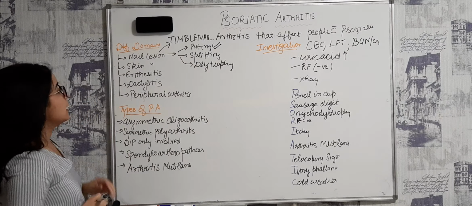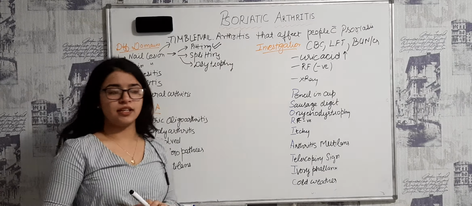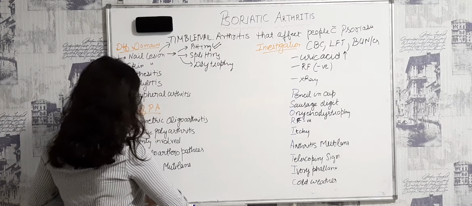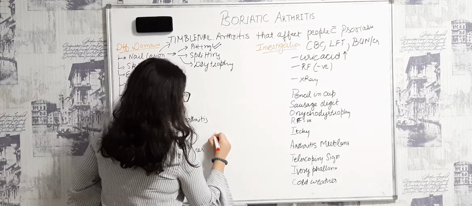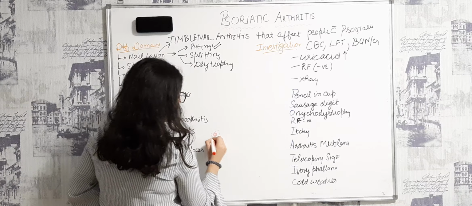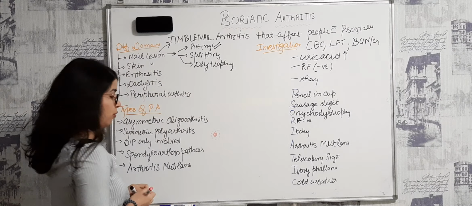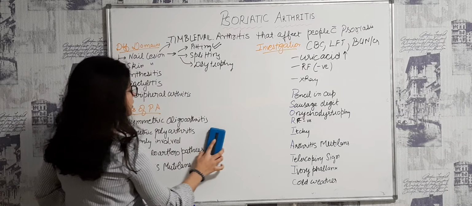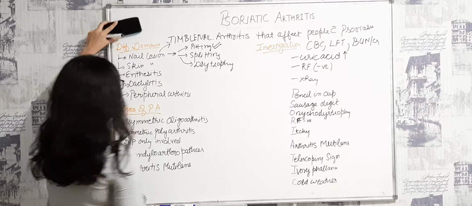And you will see the skin lesions. Skin lesions are red lesions around which there is a silvery, scaly coating. So this kind of lesion we will see in psoriasis.